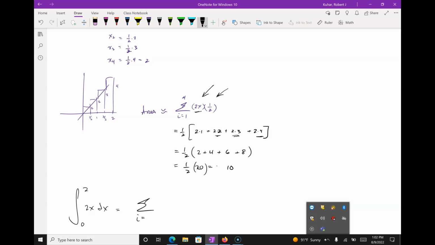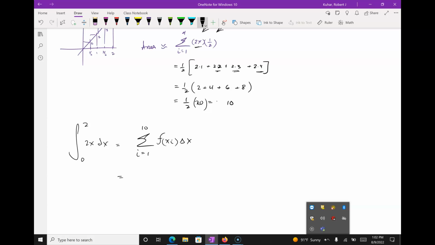So the sum of i equal 1 to 10 of f of x sub i times delta x, right? Well, we've already figured most of this out. The function itself is 2x, and delta x is 1/2. So we're really just doing the sum from i equals 1 to 10. Those are rectangles. And the area I'm going to get from it is just the sum of x sub i.